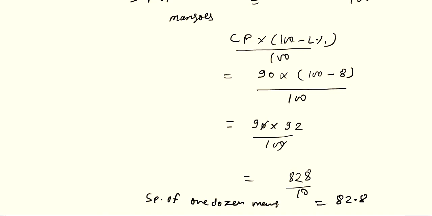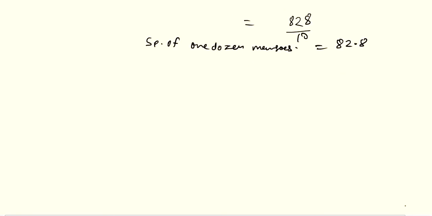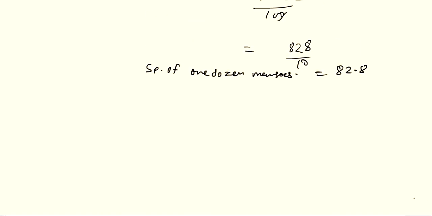Okay. But in the question it's asking for the 1 mango. So SP of 1 dozen mangoes equals 82.80. As you know, 1 dozen means what? 12 pieces. So SP of 12 mangoes equals 82.8. So same we will write SP of 1 mango equals 82.8 divided by 12. So solve this.